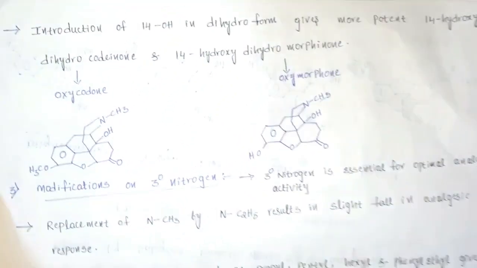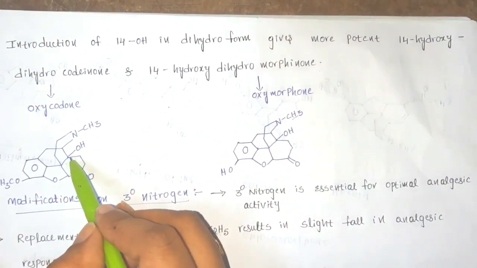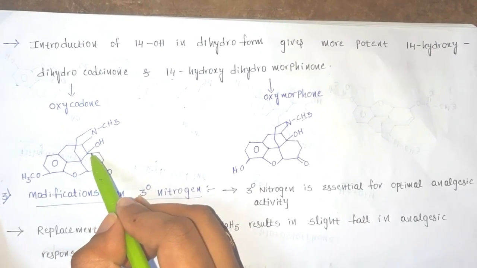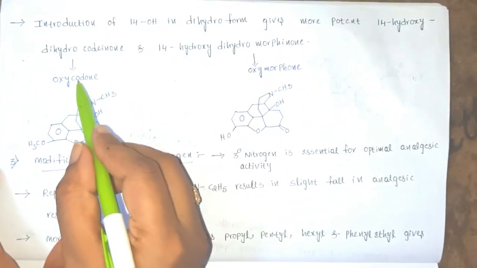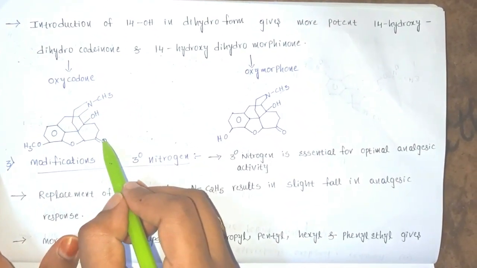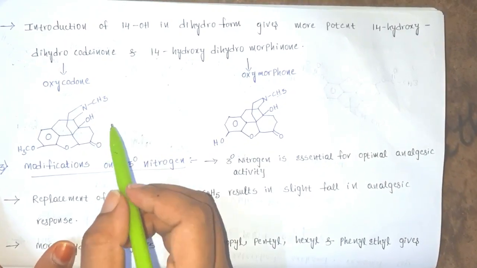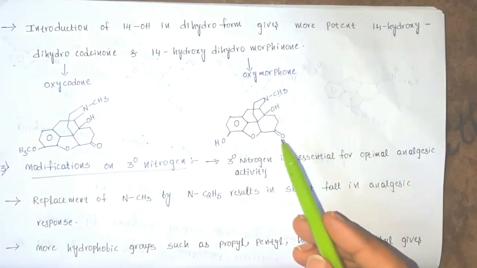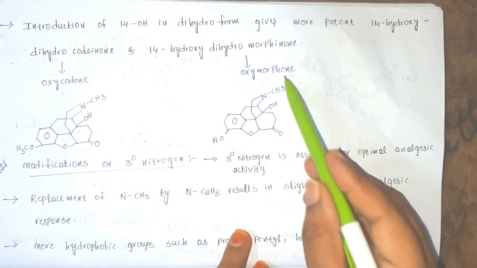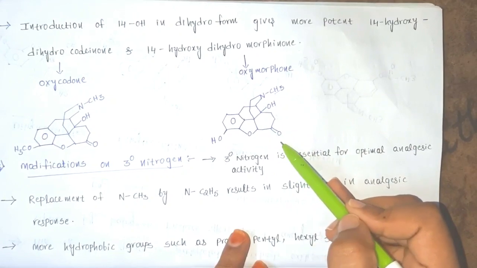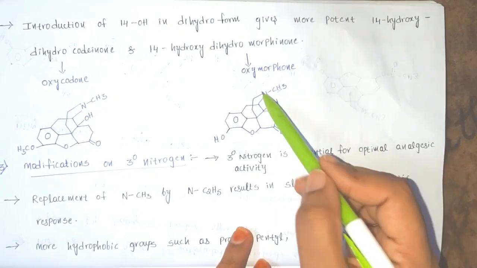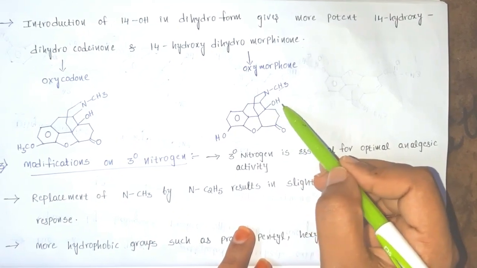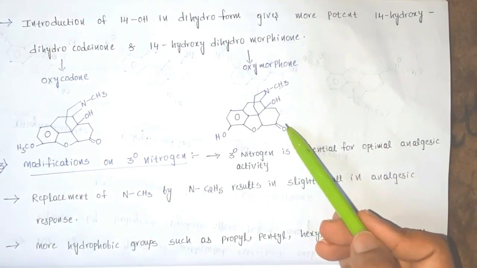In the 14th position, it is substituted with an OH group, and code-ONE means a C double bond O group at the 6th position. This is called oxycodone. This is the structure of oxymorphone. ONE means a ketone group at the 6th position, and at the same time oxy means the 14th position contains a hydroxyl group. That is called oxymorphone.